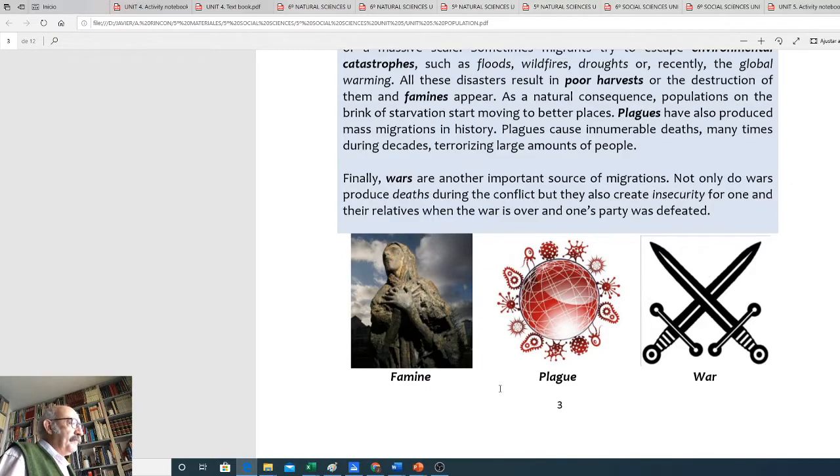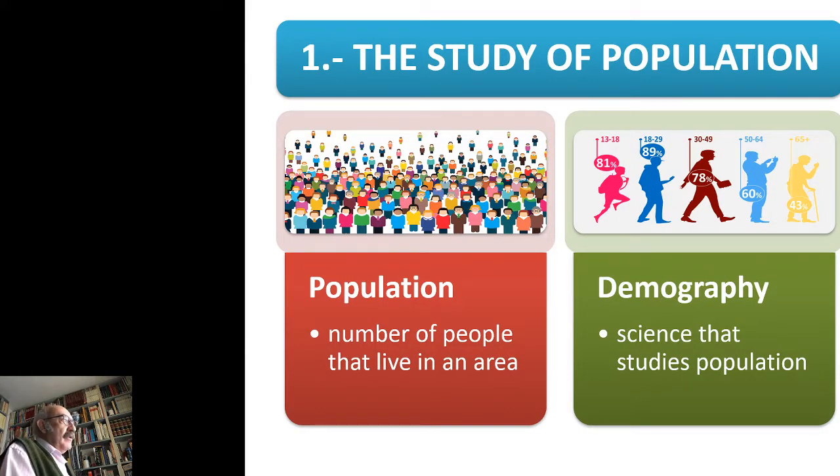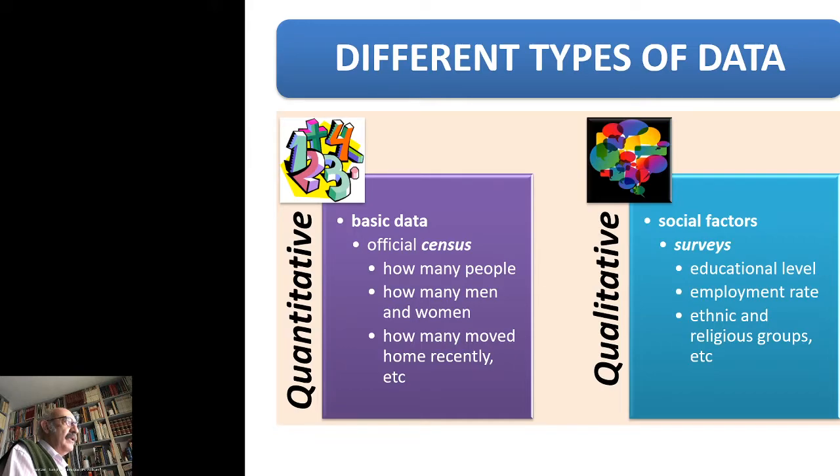Now, please, we're going to do the review of this part with this presentation. So this is a summary of what we are saying. So the study of population, you have to remember that population is the number of people that live in an area. This is the important concept. And demography is a science that studies population. Good. And then, to study population, we need two different types of data. One of them is called quantitative. Quantitative, as you can see here in this image.